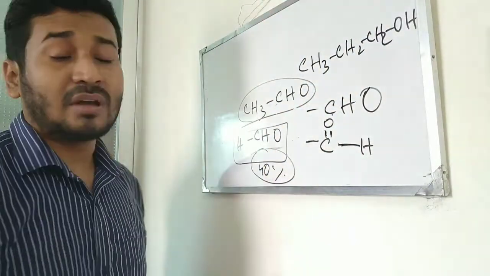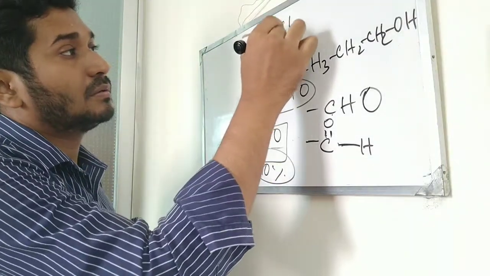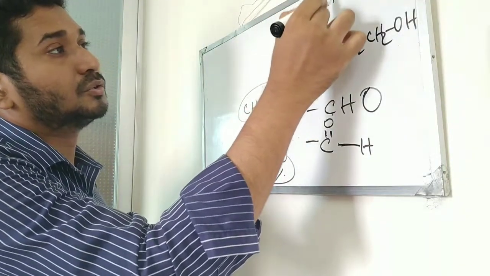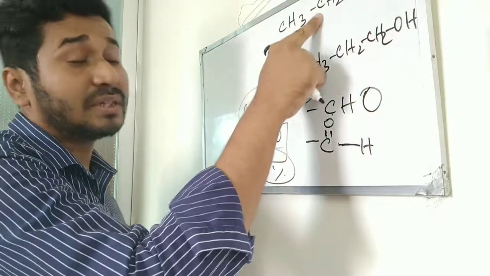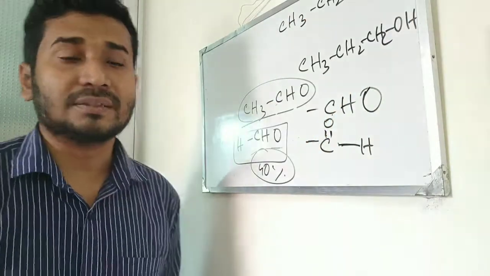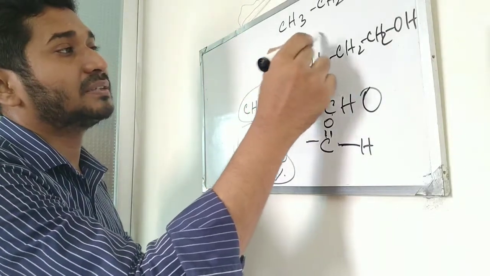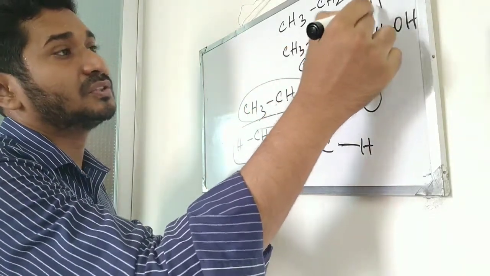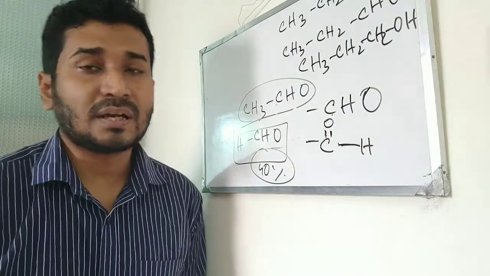So that is ethanal. And if you take ethyl with this aldehyde, it will be propanal. If I write again, CH3, CH2, CHO, it's called propanal.